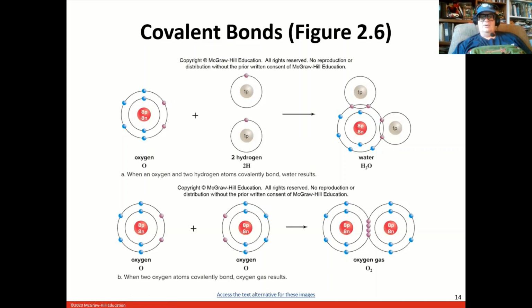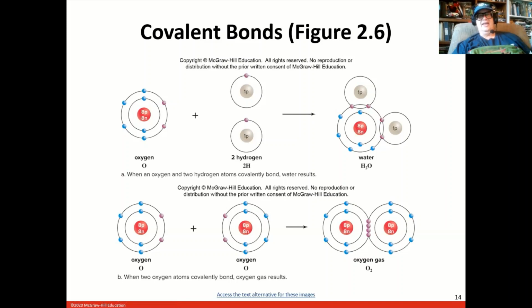So water, 2 bonds, where oxygen has 2 hydrogens bound to it, stable. The oxygen's happy, the hydrogens are happy. Now, we haven't talked about this yet, but oxygen is not all well and perfect and happy like in this drawing. Oxygen is very electronegative.